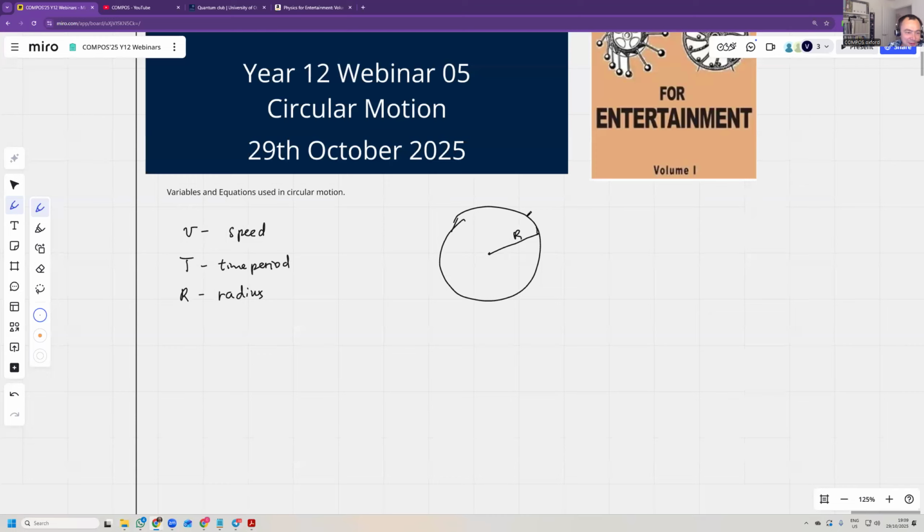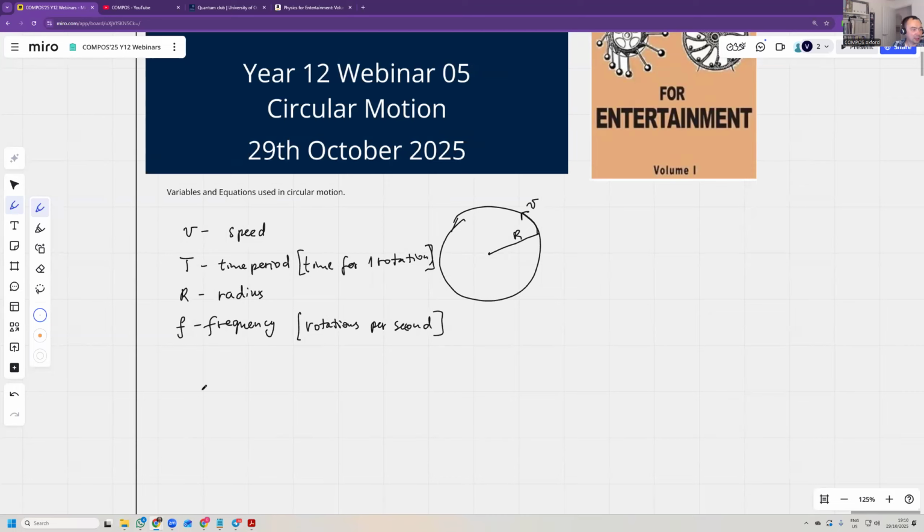Radius, if you're going around the circle with speed v, time period, frequency f. Frequency is how many rotations per second. So it's rotations per second. Okay. Time period, time for one rotation.